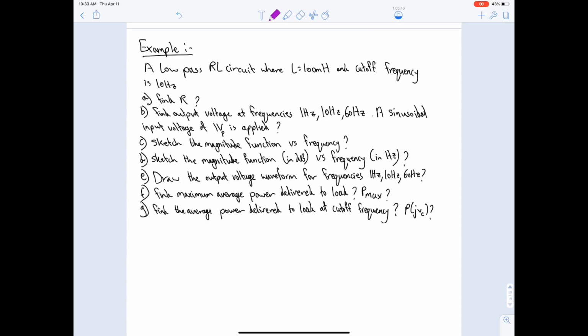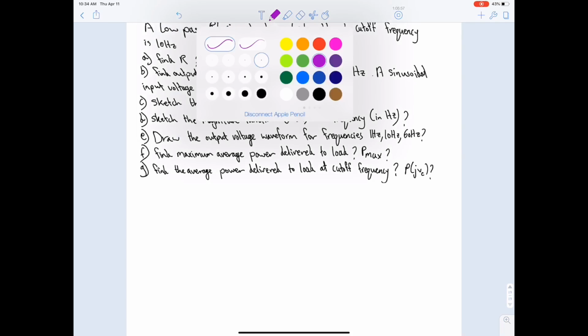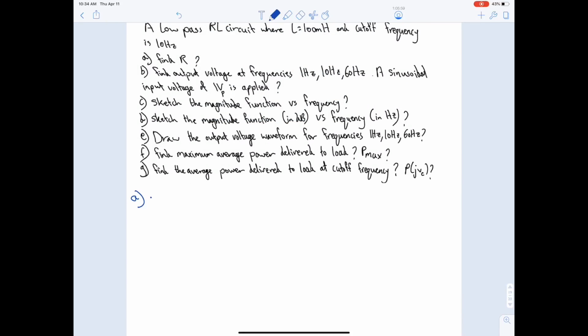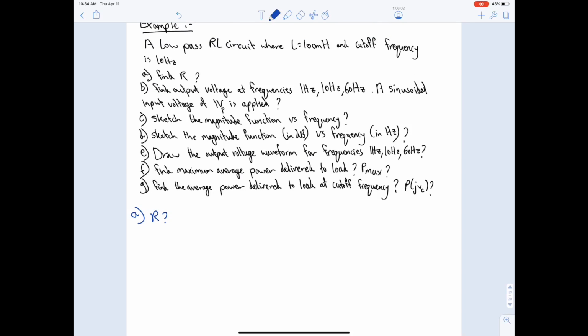Okay, let's continue analyzing this low pass RL circuit, but with a different question. Now, a low pass RL circuit where L is 100 millihenry and the cutoff frequency is 10 hertz. Find R. Okay, let's begin. You should know the circuit of a low pass RL circuit. We have an inductor on the top and the resistance at the bottom. It's as follows.